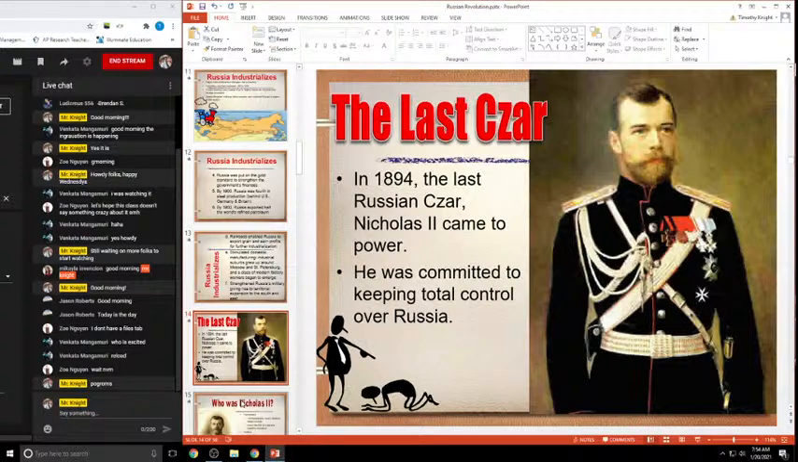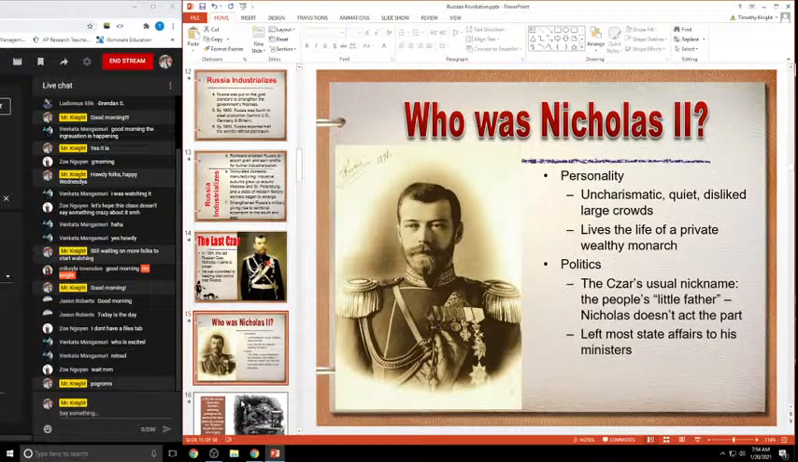He's unwilling to delegate work out to other people. And he has this rather uncharismatic personality. He's quiet. He's rather introverted. He doesn't like large crowds. And he lives the life of kind of a private, wealthy monarch, kind of a Wizard of Oz sort of figure. He's a guy who rules with absolute authority, but kind of behind closed curtains. All right.